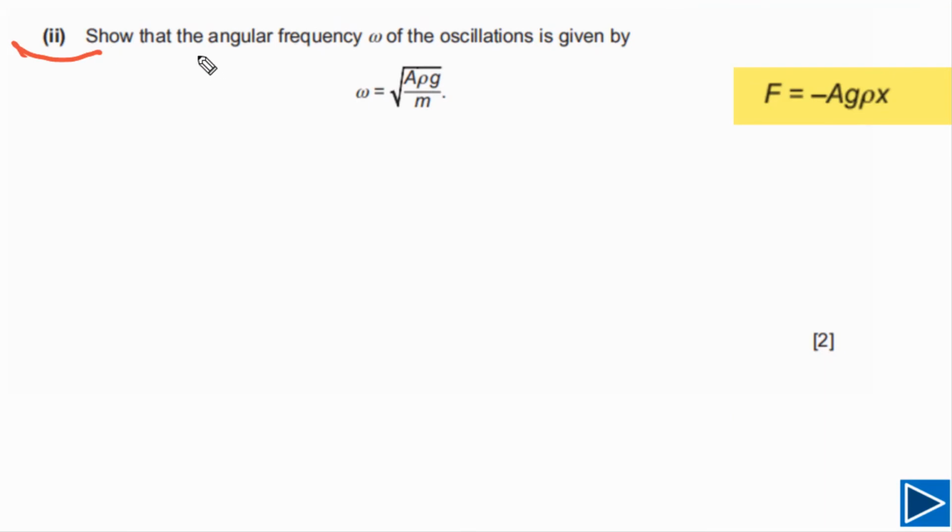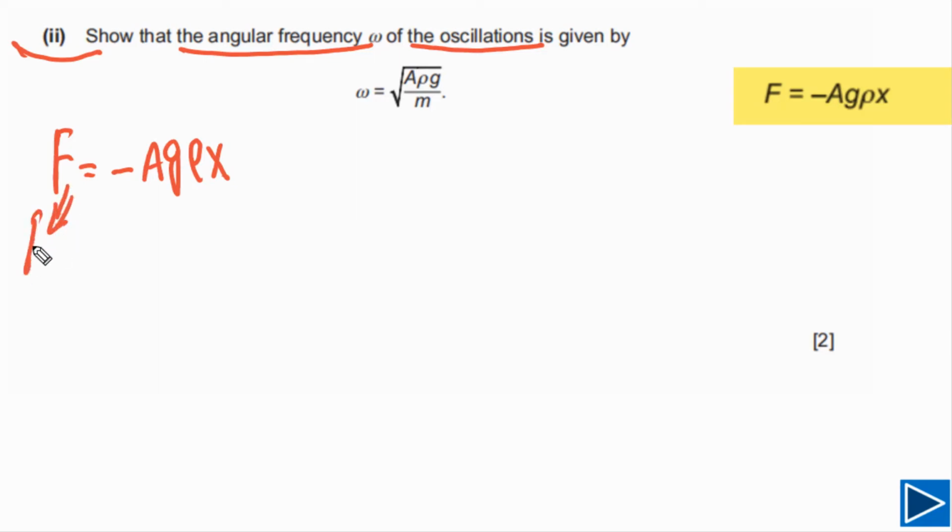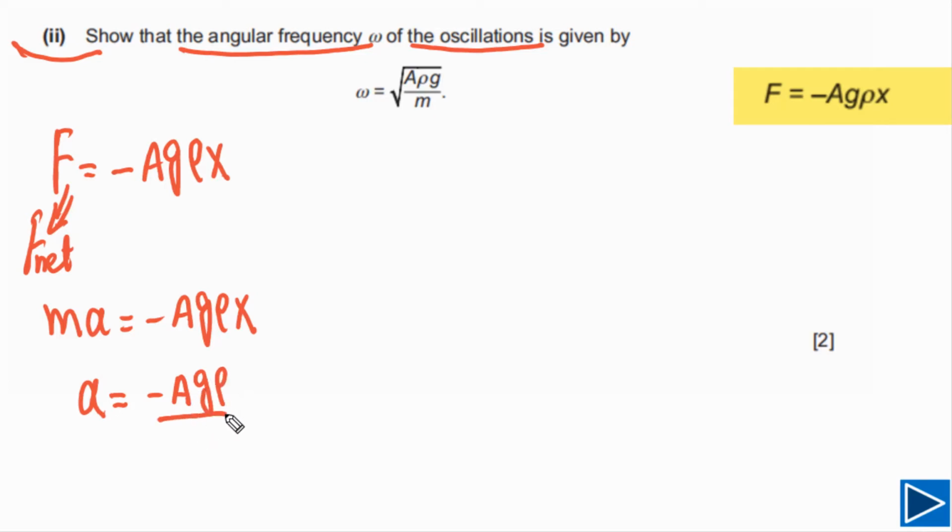For the second part, we need to show that the angular frequency ω of the oscillations is given by this expression. For this question, F net is given to us: F net is equal to negative AGρ times x. But F net is equal to ma, so we can replace F with ma. So ma is equal to negative AGρx. From here we can find an expression for a: a is equal to negative AGρ divided by m, times x.